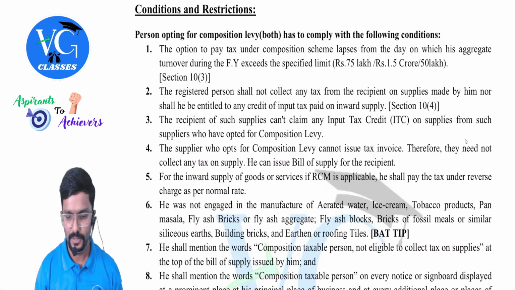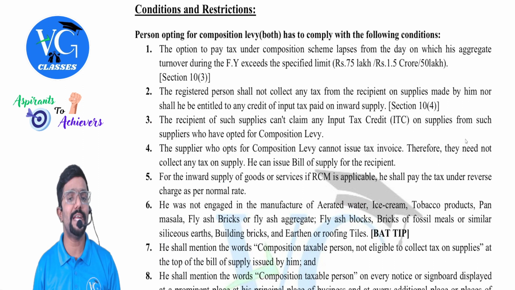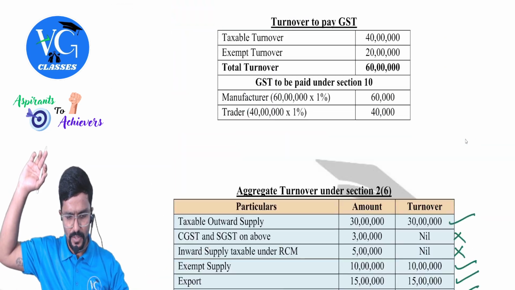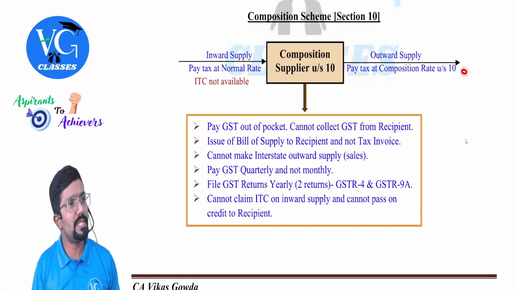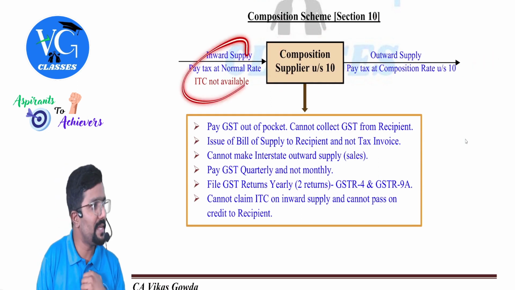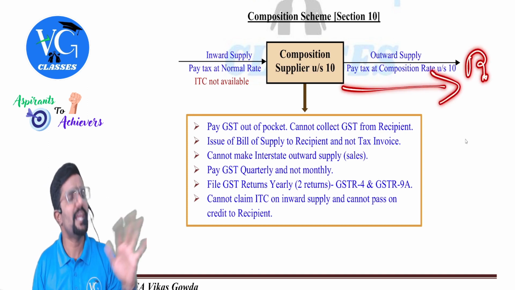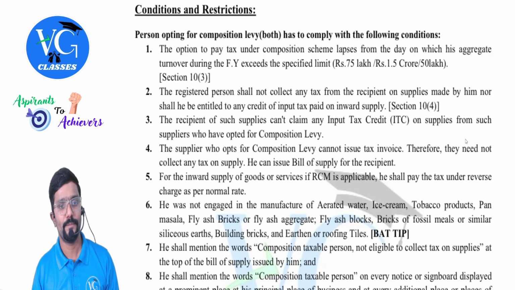Okay, sir. Fine. The registered person shall not collect any tax from the recipient on supplies made by him, nor shall he be entitled to any credit of input tax paid on inward supply. I had already covered this, guys. I had already covered all these highlight points. Here, can this composition supplier collect tax from the recipients? No, he cannot. Now, can he claim ITC? No. Now, as he cannot collect tax from the recipients, by mistake he collected. Now, this recipient can go and claim credit, huh? No, sorry. You cannot. Okay.